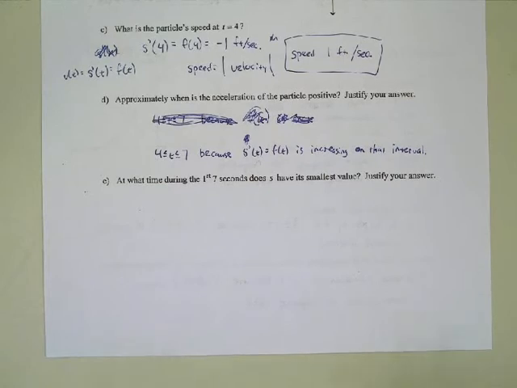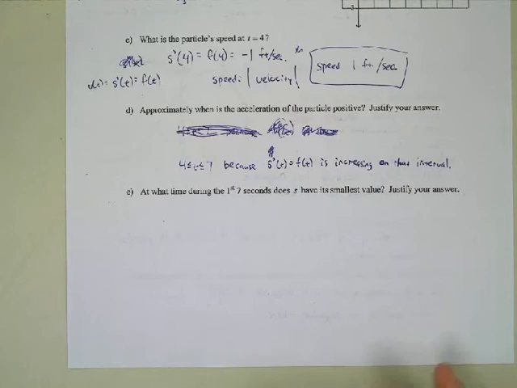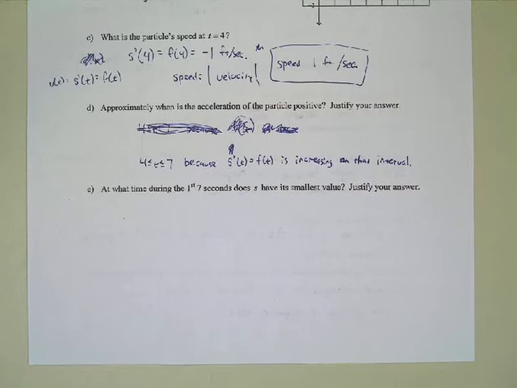Last one here. At what time during the first 7 seconds does the position have its smallest value? Justify your answer. I'll let you sit and think about that for 30 seconds or so. Again, we're given the graph of the velocity, the derivative of the position, essentially. I'm not asking you to actually find that value, but just at what time you expect the position to have its smallest value, and be prepared to justify your answer.